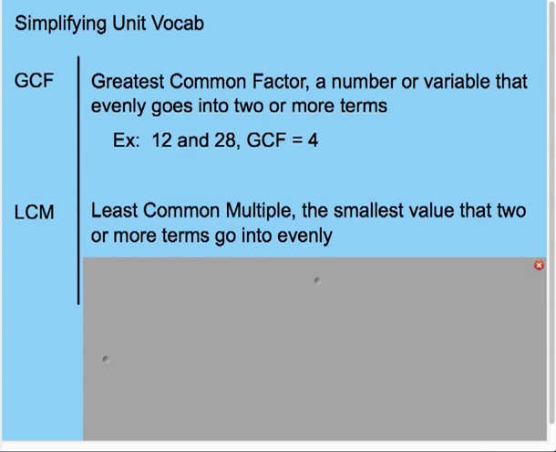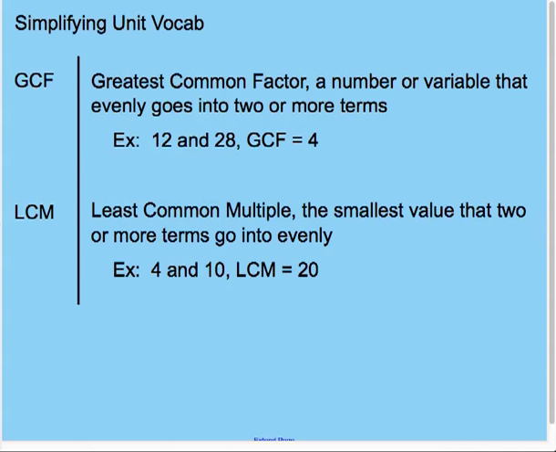evenly. So now the terms we're given are the factors of the least common multiple. An example would be 4 and 10. The least common multiple is 20 because 4 goes into 20 evenly and 10 goes into 20 evenly. Notice when we're looking for a greatest common factor, the GCF is smaller than the two numbers we're given. When we're looking for a least common multiple, that is greater than the two numbers we are given. And I should say greater than or equal to, and same with GCF, less than or equal to.